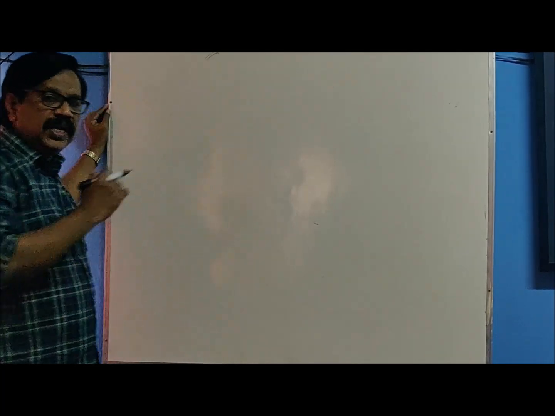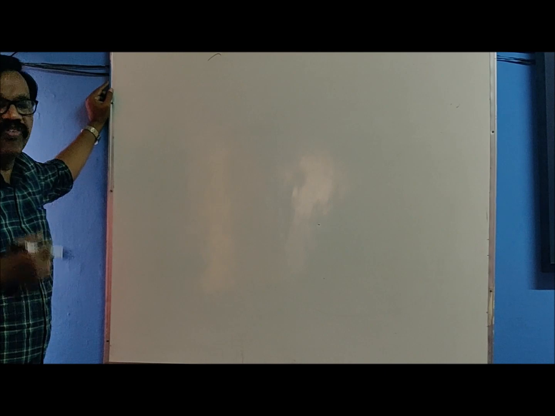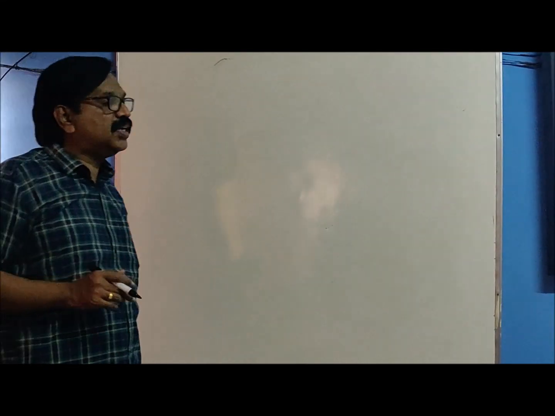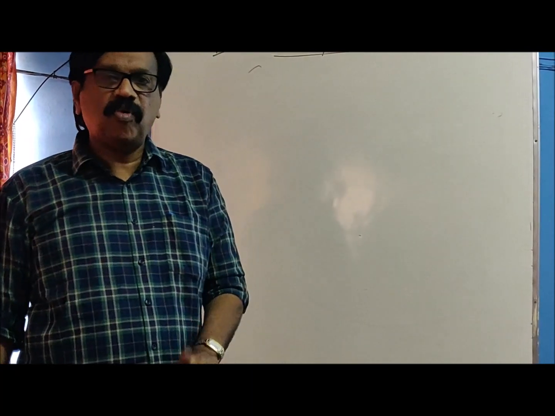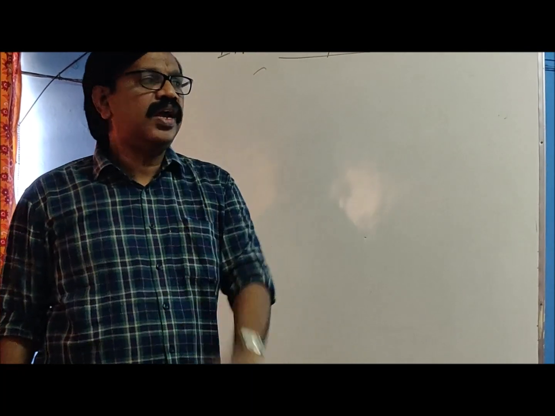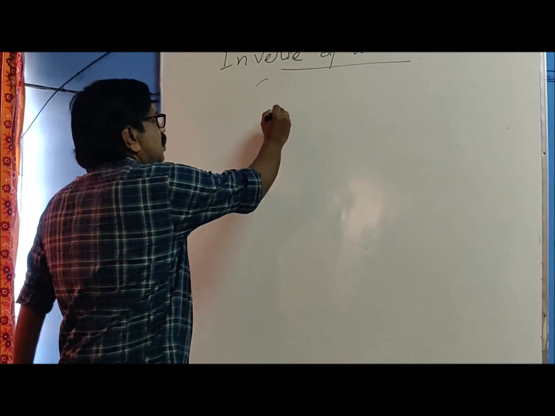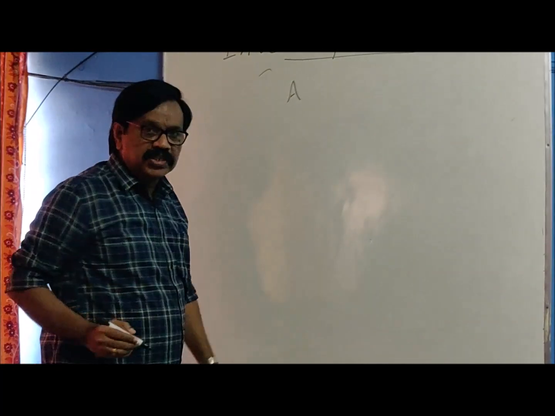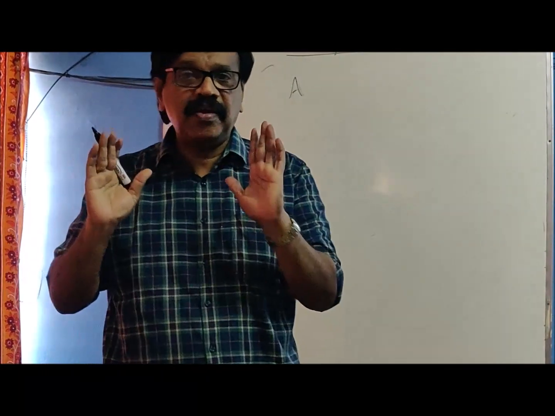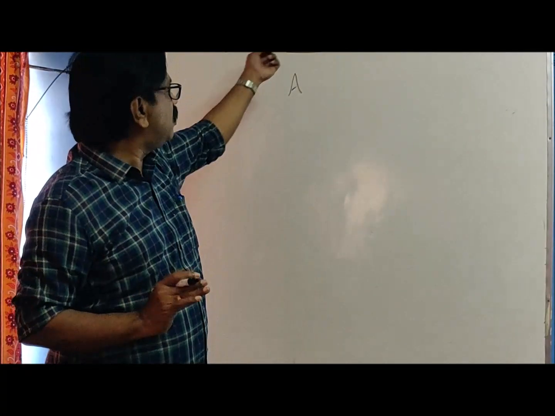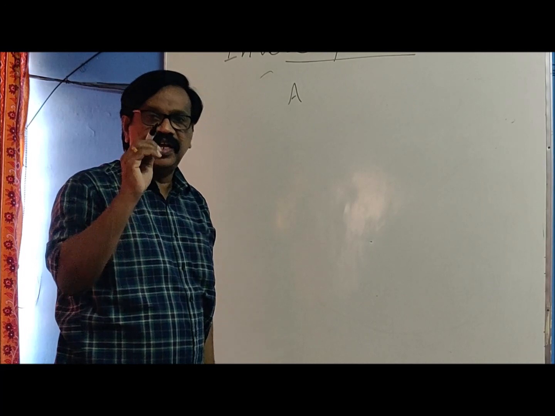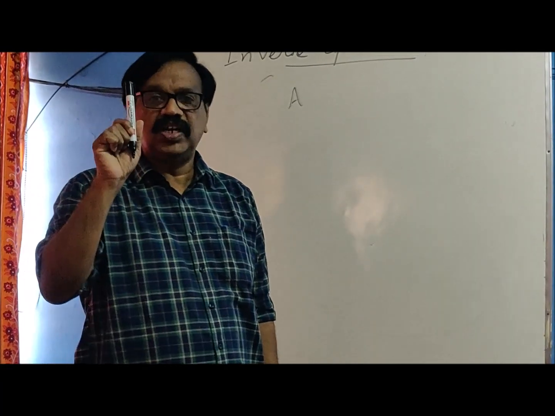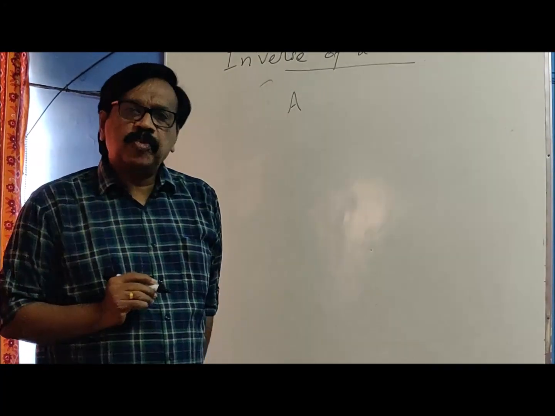Then there are two or three properties we are going to study. The first one is that the inverse of a matrix is unique. Unique in the sense that we don't have more than one inverse for a matrix. If A is an invertible square matrix, then there is one and only one inverse. Now how can we prove this?